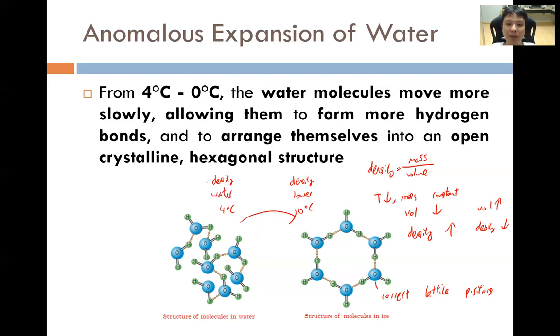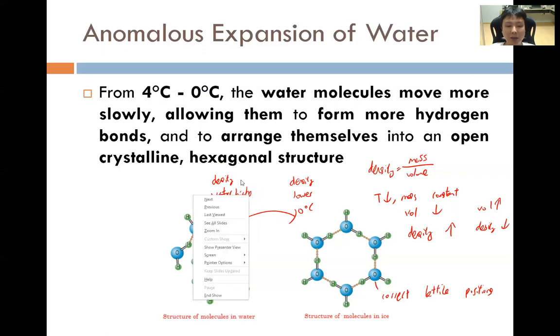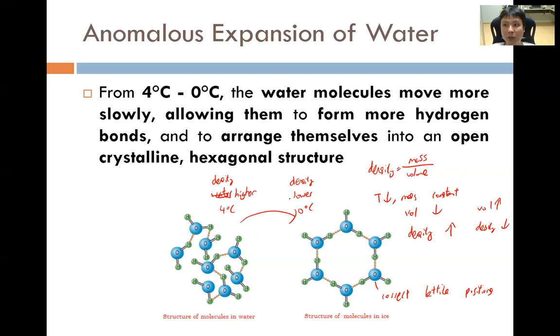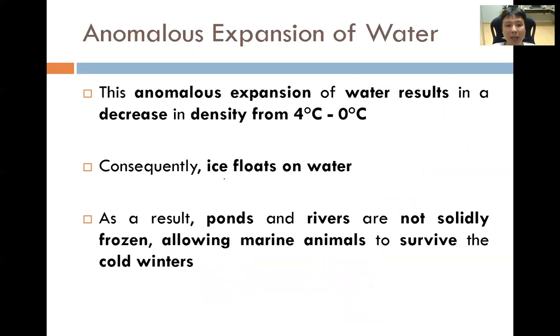And the result of this is that, since the density of water at 4 degrees Celsius is actually higher, water at 4 degrees Celsius will sink, while water at 0 degrees Celsius will float. And thus, ice floats on water because ice has a lower density than water.